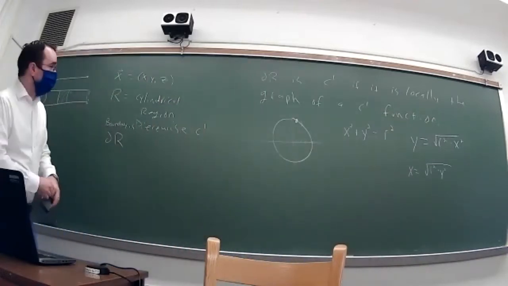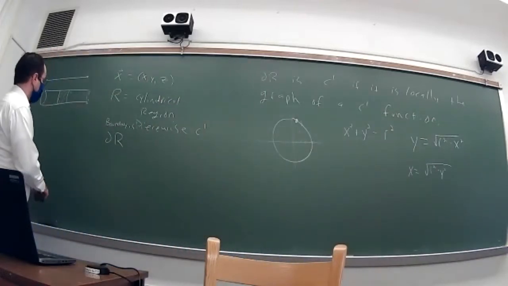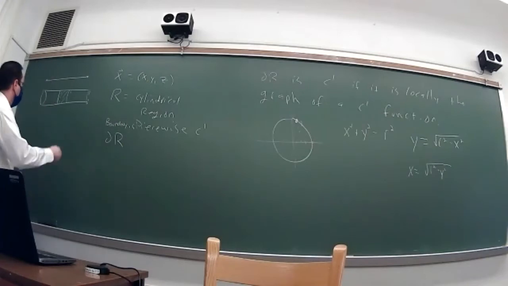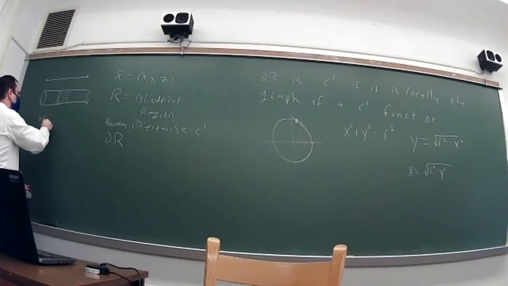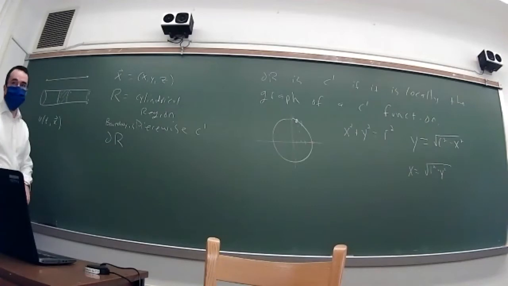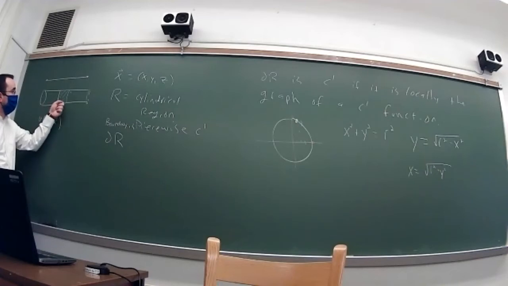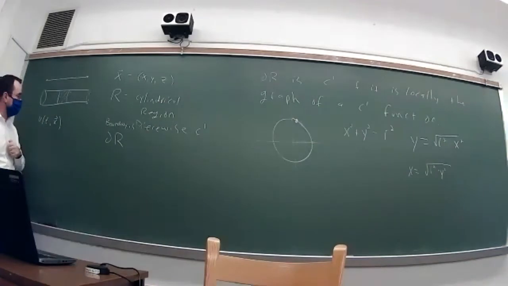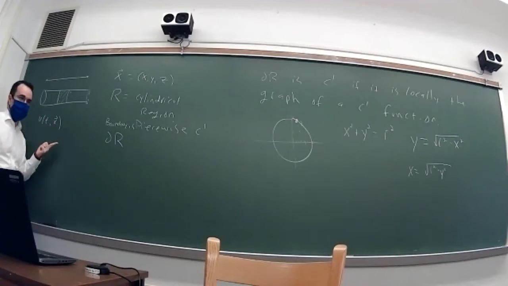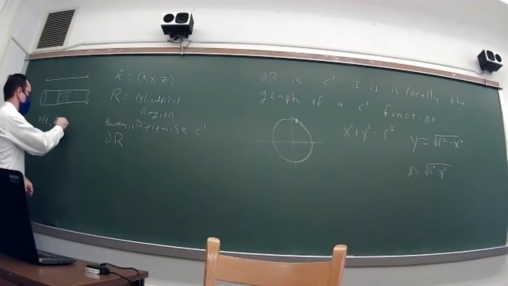Okay, and so as before, we now have some function whose domain at any fixed time t is this cylindrical region. And this is once again like the mass density, the concentration of oxygen in the bloodstream.